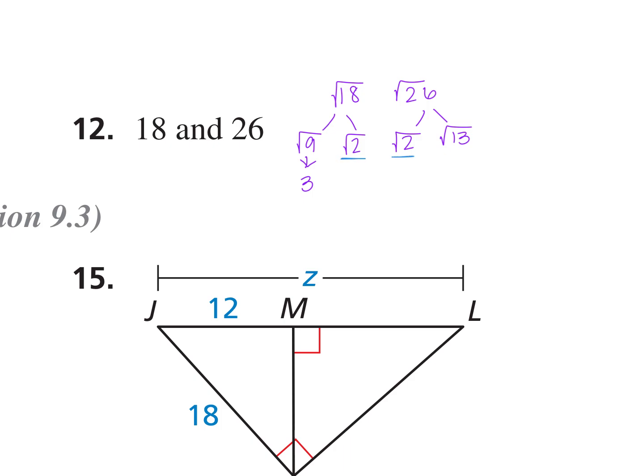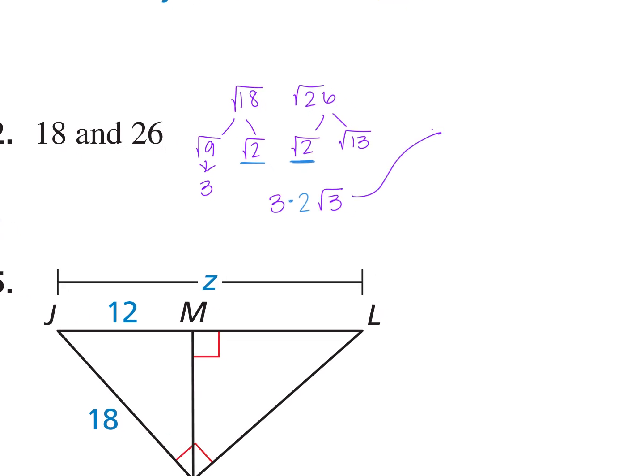And then again, I have two 2's. So what do I have? 13 is a prime number, so I can't do anything. So I'm going to have 3 times 2 times the square root of 13. And again, solving this out, I'm going to have 6 times the square root of 13, and that's my answer.